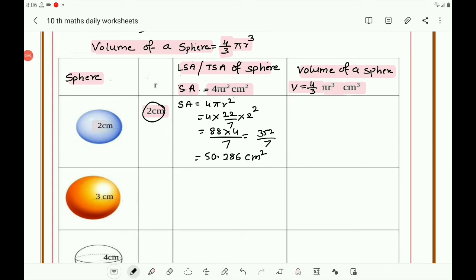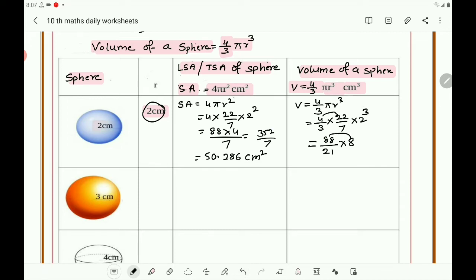Now to get the volume of a sphere, write the formula for the volume of the sphere. V equals 4 by 3 pi r cube. That equals 4 by 3. What is the value of pi? Pi value is 22 by 7. R is here 2 cube. Then it is 4 into 22 is 88, 88 by 21 into 8. 2 cube is 2 into 2 into 2, 8.